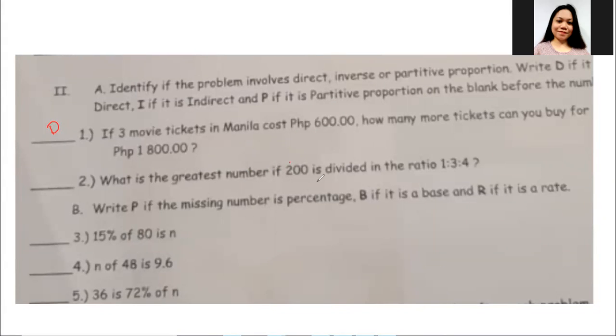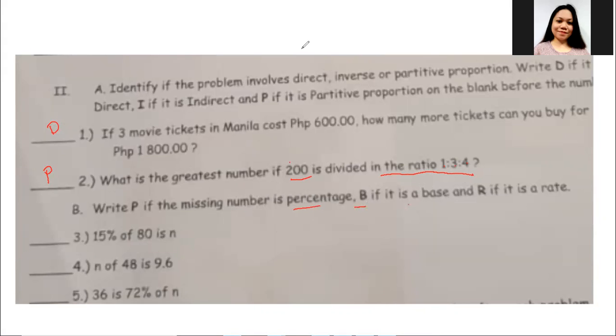Next, what is the greatest number if 200 is divided in the ratio of? So you have 3 parts here, 1, 2, 3, 3 parts, and you have a whole thing. So therefore, this is a partitive type of problem. All right, letter B, write P if the missing number is a percentage, B if base.